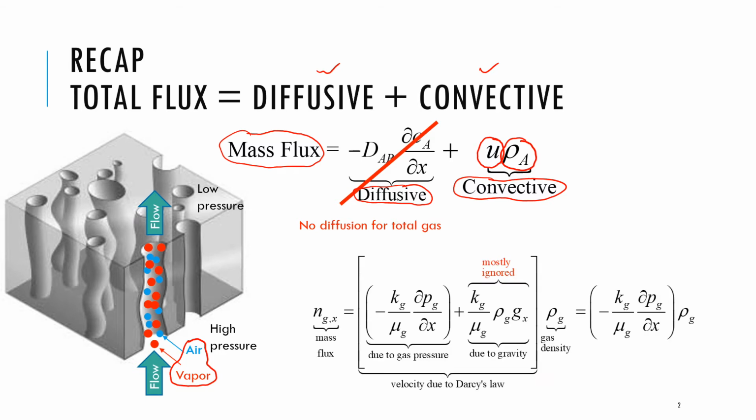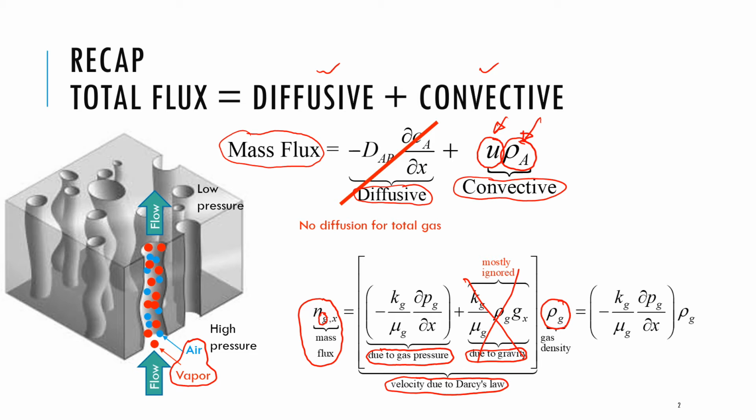So that velocity is going to be given by Darcy's law. So this is now my mass flux of gas, and this part is the flux due to gas pressure. This other part is due to gravity, but gravity in case of gas flow we can most likely ignore it. So this is my velocity due to Darcy flow, that's this part here, multiplied by the gas density, that's this part here.